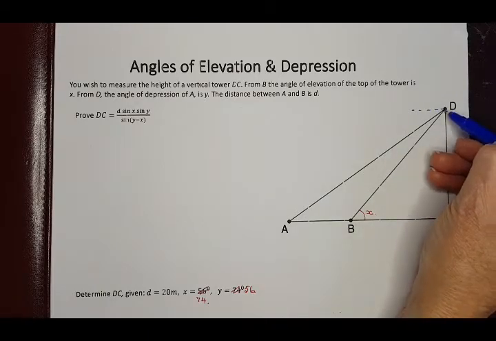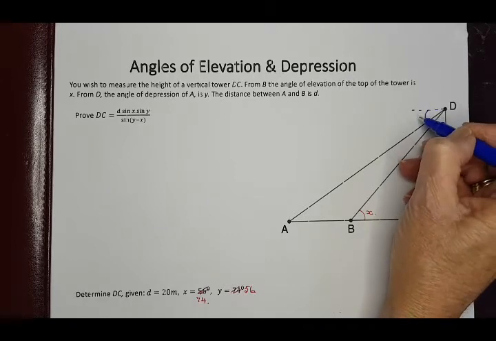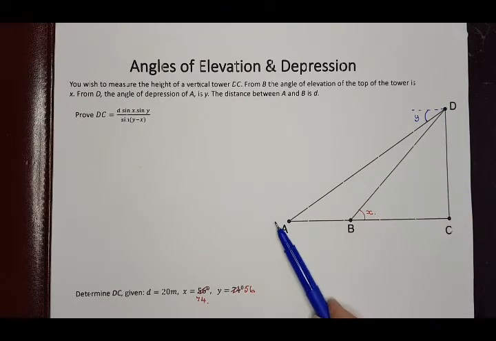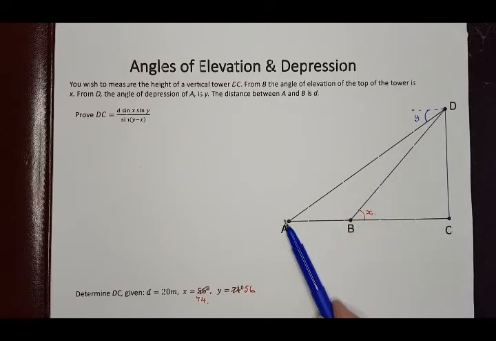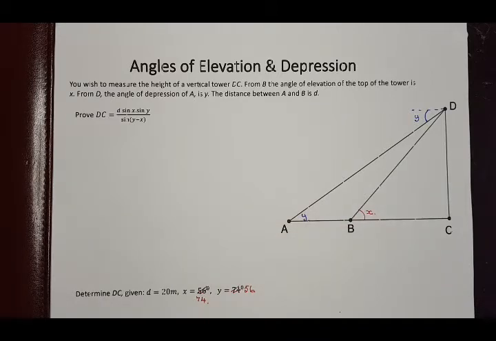So from D you're looking down at A. The angle through which you look is y. And of course your horizontal lines are always parallel to each other. So if that angle there is y, so is the angle at A. Really important that you remember angles of elevation and depression are always measured from the horizontal.